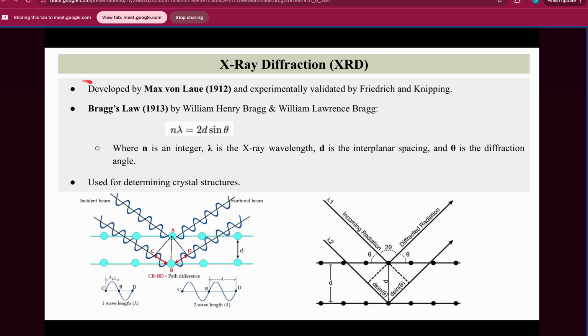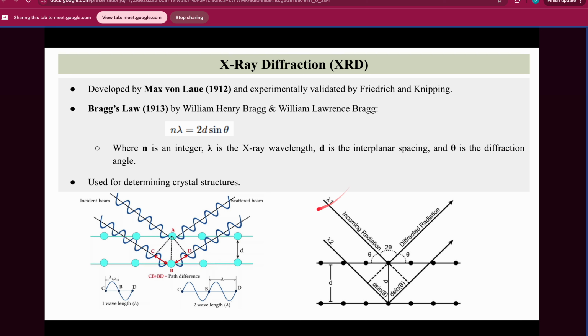Now we'll cover that. Max von Laue was a scientist who, in 1912, developed X-ray diffraction experimentally, and it was also validated by two people working under him, Friedrich and Knipping. Bragg gave a law in 1913. This was also a father-son pair, William Henry Bragg and William Lawrence Bragg. They said that n lambda, n times the wavelength of light, equals 2d sine theta, where n is an integer, lambda is the wavelength of X-ray, d is the interplanar spacing because we are talking about crystals, and theta is the diffraction angle.